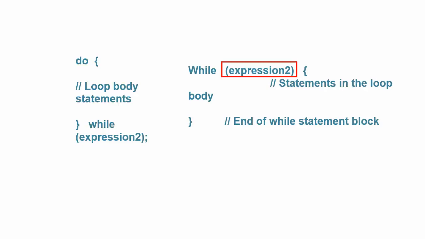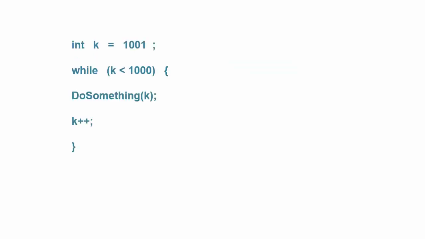Also, although do-while loop structure is similar to a while loop structure, it has one major difference. With a do-while loop, you are guaranteed that the loop body statements are executed at least one time. Consider the following code fragment. When the program control first enters the while loop, the test on the k fails because k was initialized to 1001. Because expression 2 is logic false, the loop body statement to call function do something is never executed.